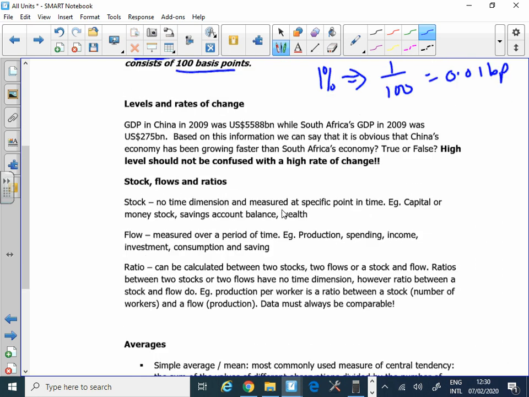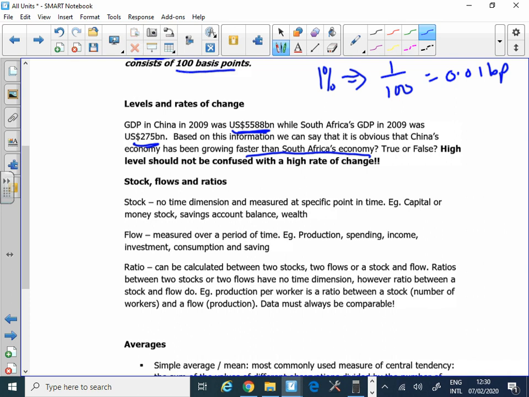Okay, much about that. Going on to levels and rates of change, we are just given figures here to say, for example, GDP in China in 2009 was US 5.588 billion, and that was before the coronavirus. Okay, China 2009, that's that. South Africa in 2009 was 275 billion. So based on this information, the question is, can we say it's obvious that China's economy has been growing faster than South Africa's economy? So you'd have to say, is this true or false?